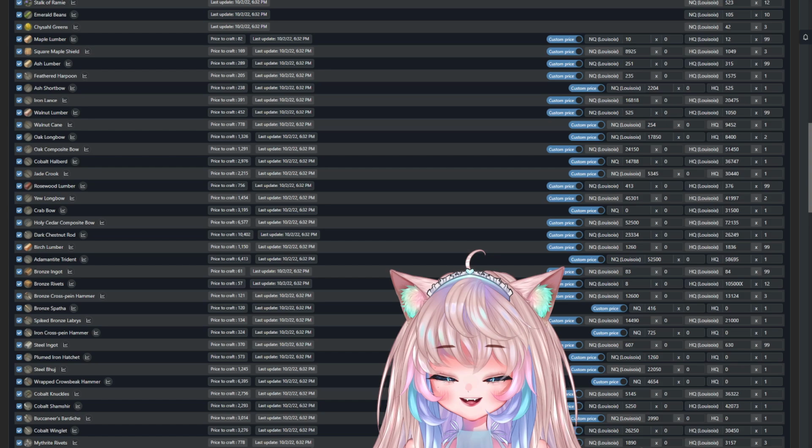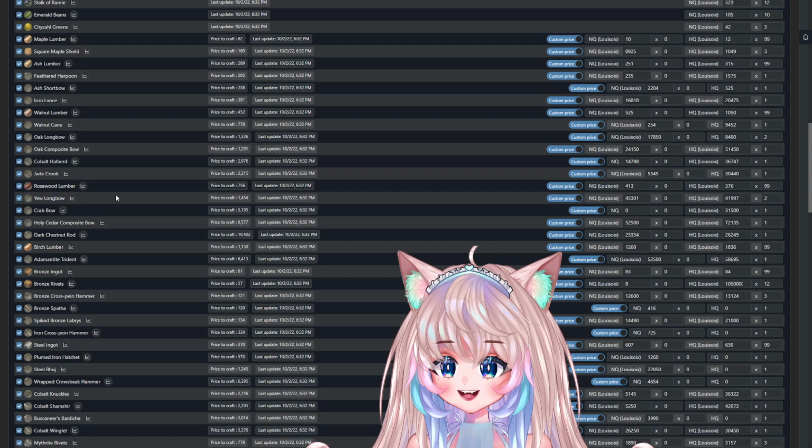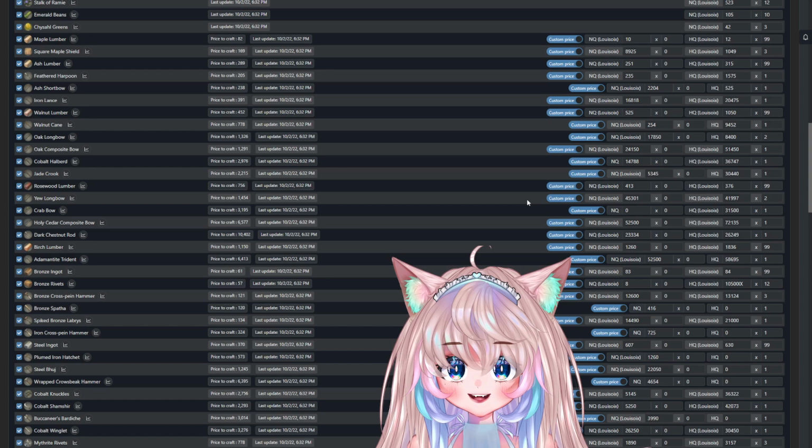Now, you're always going to have to craft high quality. All the class quests, almost all of them, require a high quality, and most likely that is what's going to be bought since that's what you need. Now the Yu Longbow, price to craft 1.4k, but you can go ahead and sell it for 41,000. Not bad considering it is such a low level craft.